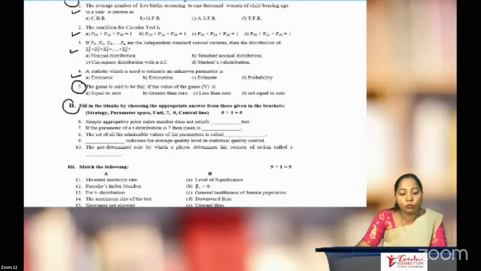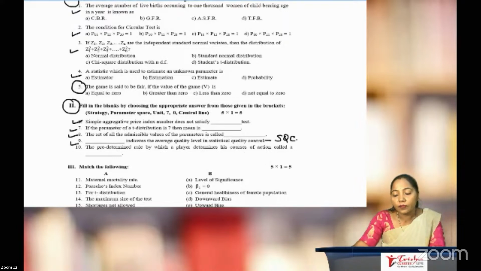Next, coming to Roman number 2, we have fill in the blanks. We have 5 questions there. First question is from index number chapter. Second question is from theoretical distribution. Third question is from inference. Fourth question is from SQC, statistical quality control. Okay, I forgot to tell you about statistical quality control. So the total weightage will be 8 marks. 1 question for 1 mark, 1 question for 2 marks, and 1 question for 5 marks. Then the 5th question under Roman number 2 is again from OR.